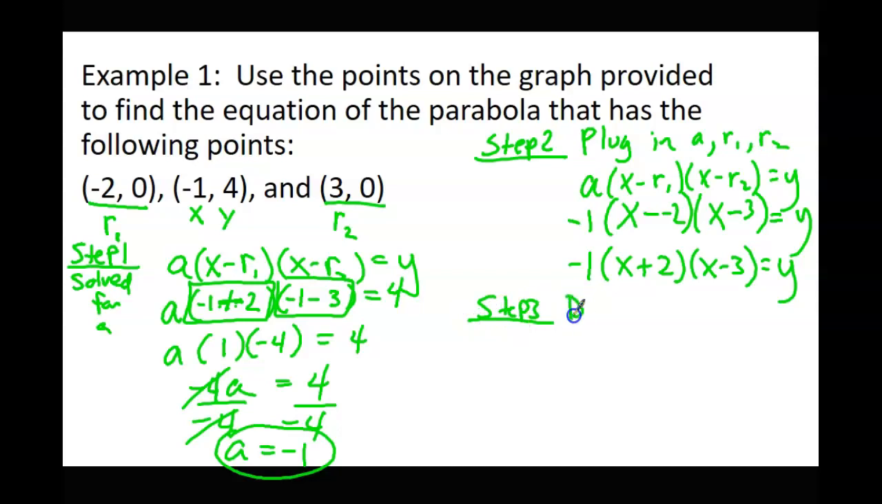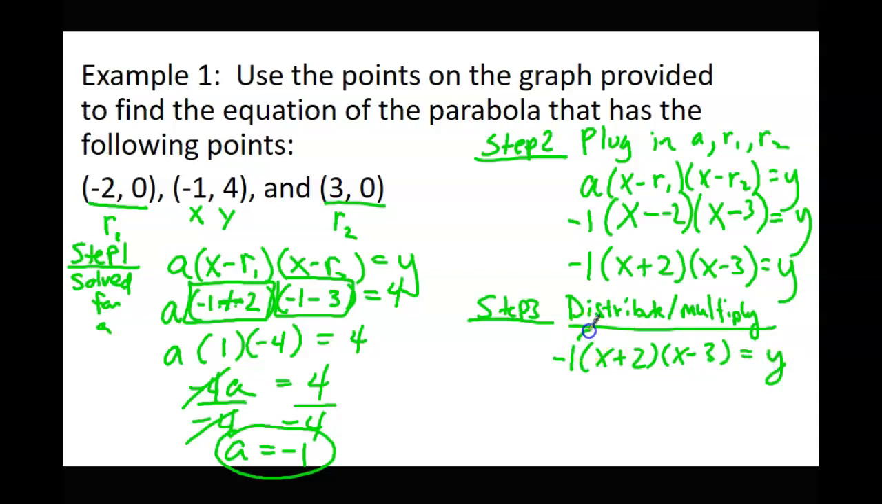Let's distribute and multiply. First of all, let's start with the -1. I'm going to go ahead and distribute that -1 into here. You're not going to do it to both, okay? If you do it to both, then you're double multiplying. Don't do that. Use the one.